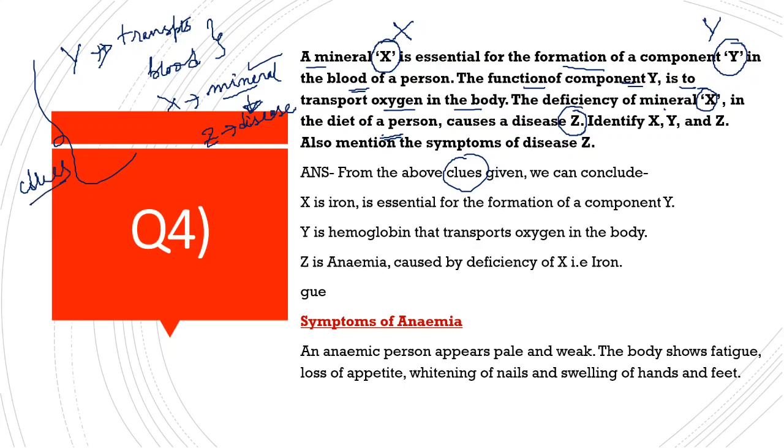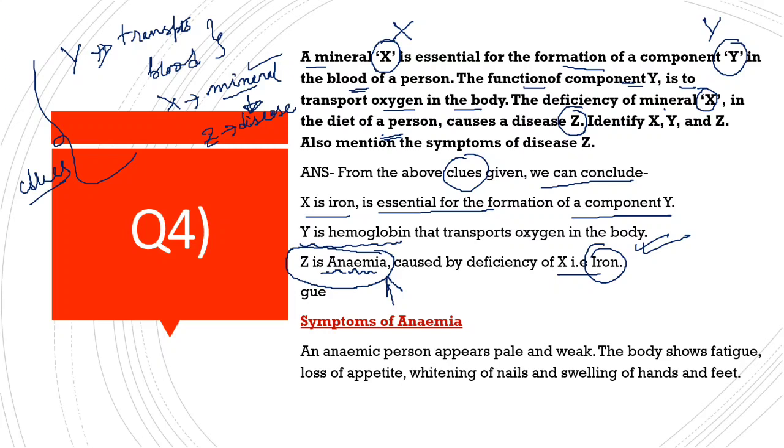From the above clues given, okay, so these are the clues, right? From the above clues given, we can conclude that X is iron, which is a mineral, and it is essential for the formation of the component Y. What is the component Y? Y is hemoglobin. Now, which component present in the blood transports the oxygen? Only a single component present in the blood transports the oxygen, that is known as hemoglobin. Okay, hemoglobin is present in the blood and it helps in the transportation of the oxygen in the body. Now what is Z? Z is anemia, that is the deficiency of iron causes anemia.